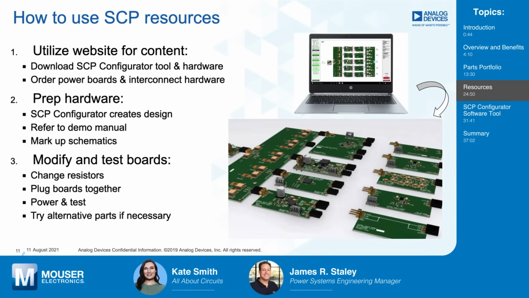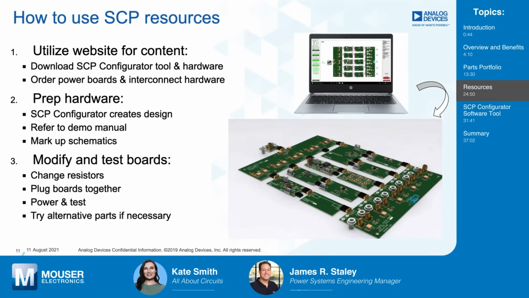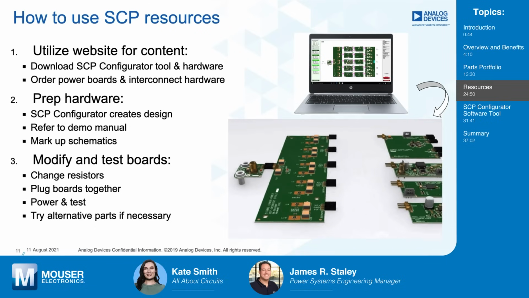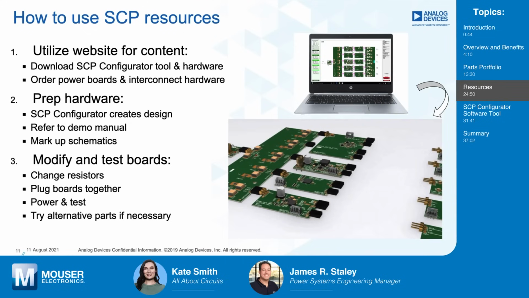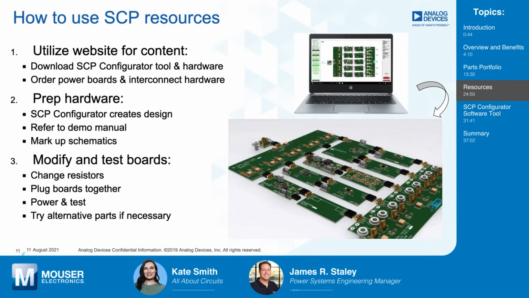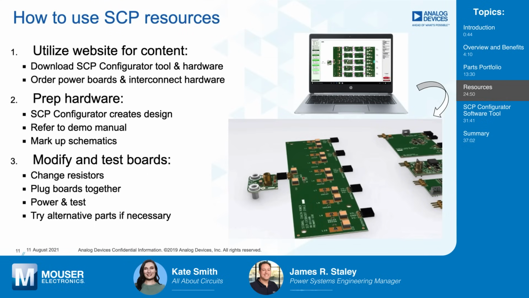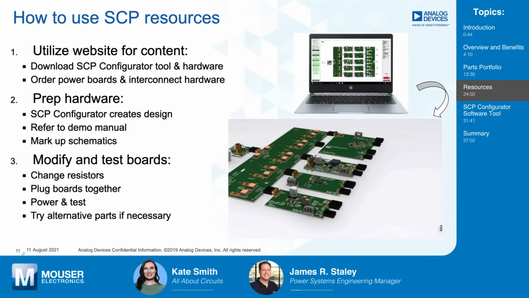Step one: utilize the website for content. If you go to Mouser.com, you can look at all the boards that are available and you can get the configurator tool. Once you get your software, you download it, install it, and you can do a simple design and it will pick the parts for that system to use. It'll give you a list that you can order from of all the interconnect boards that you'll need. You order the boards from Mouser, they arrive.